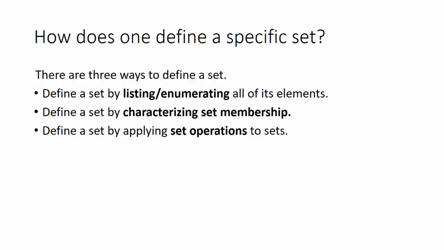Okay, so how does one go about defining a specific set? There are three ways. The first is to define a set by listing or enumerating all of its elements. The second way is to define a set by characterizing set membership. The third way is to define a set by applying set operations to sets. So these are the three ways. We will go through them one by one.